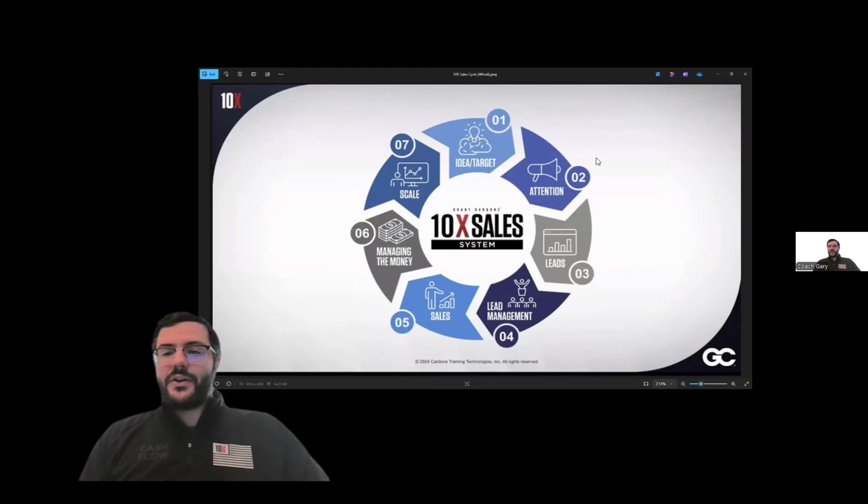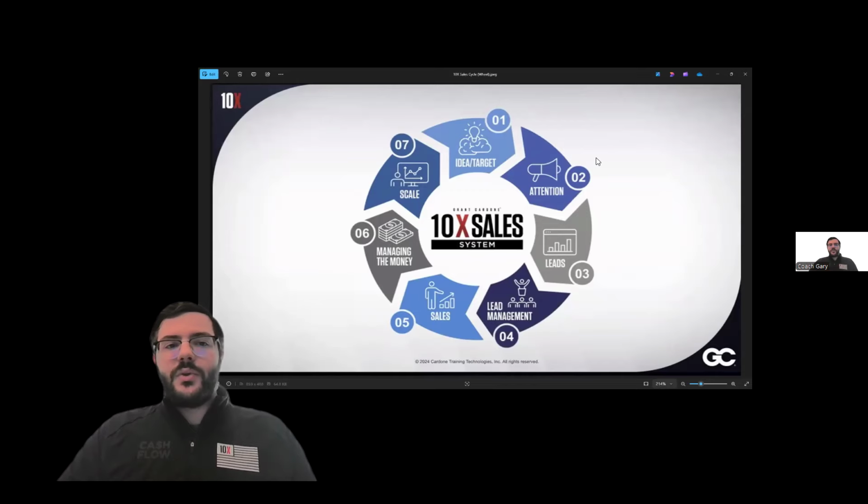At number 1, idea and target. These aren't lazy targets. These are really fine-tuned, detailed targets. We know exactly what to expect and why we're doing it. The reason that's important is if we don't know what we're doing and why, then we can't do the rest of the steps because we have no direction.